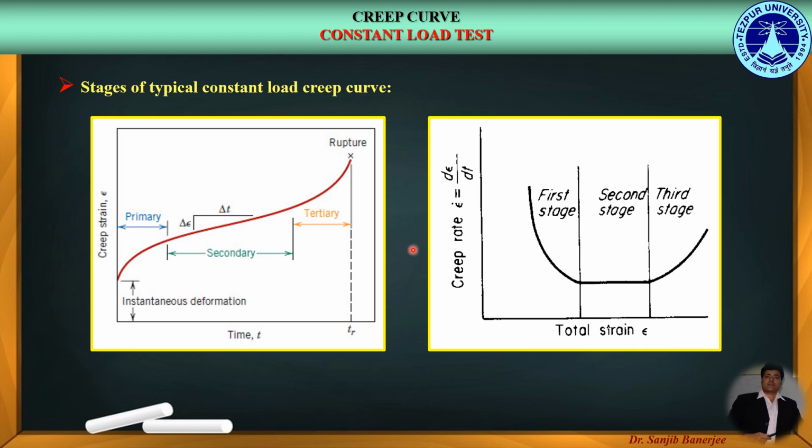Over here, the second figure gives us the variation of creep rate with respect to the total strain. Here we can see in the first stage, that is the primary creep, the creep rate is decreasing with time, and then in the second stage or secondary creep, it is a steady state creep, so the creep rate is nearly constant, and in the third stage, that is the tertiary creep, the creep rate is again increasing before rupture. So these are the basics about the constant load creep curve and its different stages.